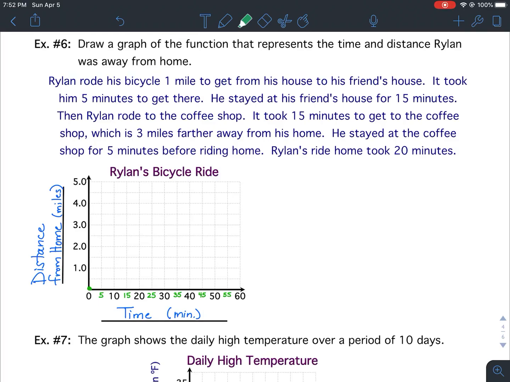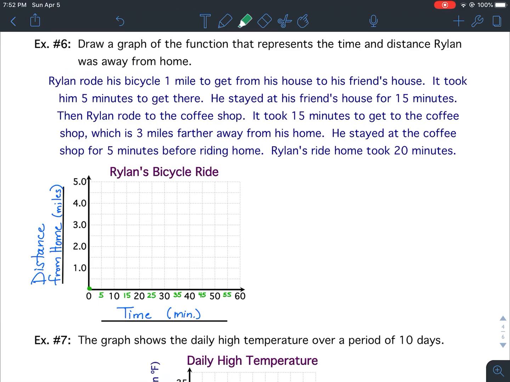Describing functional relationships from graphs, lesson 16 notes. Example number 6. Draw a graph of the function that represents the time and distance Rylan was away from home. This problem is very similar to the train problem that we did in example number 5. Let me read the problem first.